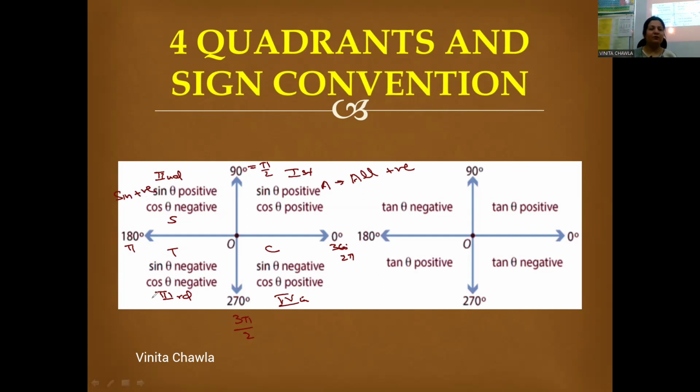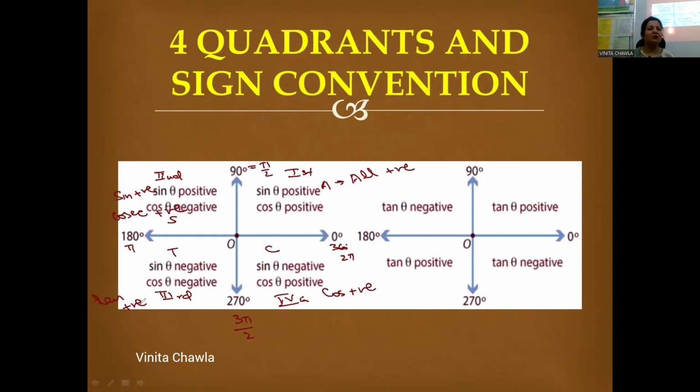In the third quadrant, we have tan positive. And in the fourth quadrant, we have cos positive, and the other trigonometric ratios are negative. Because here you can see sine is positive, so cosec has to be positive, because sine and cosec are reciprocals of each other. So if sine is positive, then cosec is also positive.